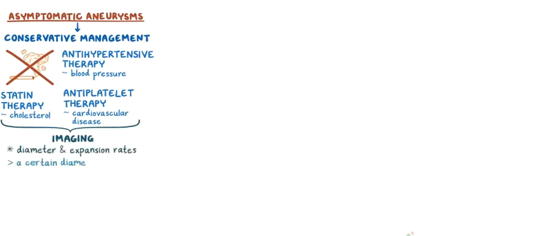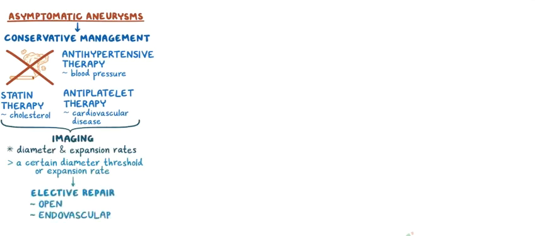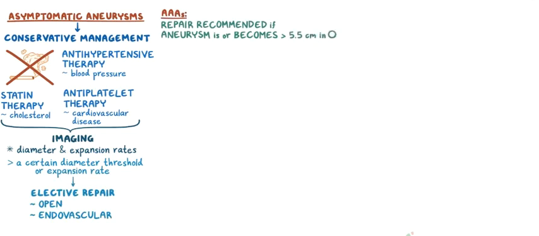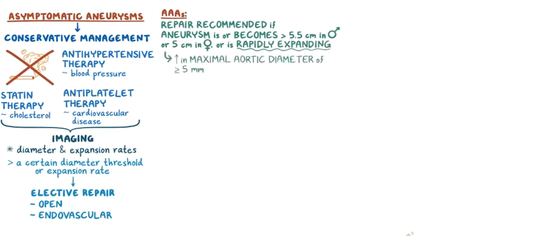Above a certain diameter threshold or expansion rate, the aneurysm should get elective repair, which can either be open or endovascular aneurysm repair. For AAAs, repair is recommended if the aneurysm is or becomes bigger than 5.5 centimeters in males or 5 centimeters in females, or is rapidly expanding, which is defined as an increase in maximal aortic diameter of 5 millimeters or more over a 6-month period of time, or more than 1 centimeter over 1 year.